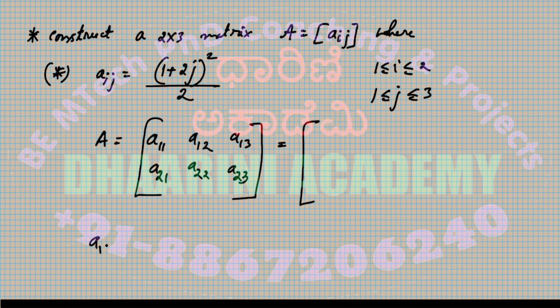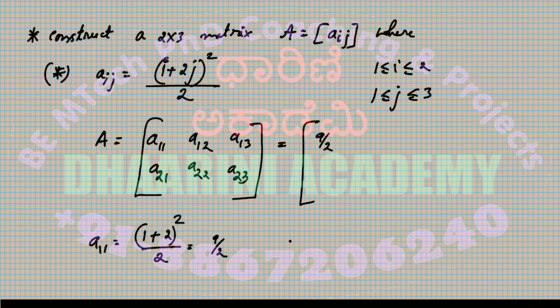So that is A11 is equal to... sorry, let me just check the equation once. Sorry, this is (i plus 2j), not 1 plus 2j. This is (i plus 2j) whole squared divided by 2. So both are 1, 1 now. So 1 plus 2, the whole square divided by 2. 1 plus 2 is 3. 3 squared is 9 by 2. Okay, so that means our first value is 9 by 2.